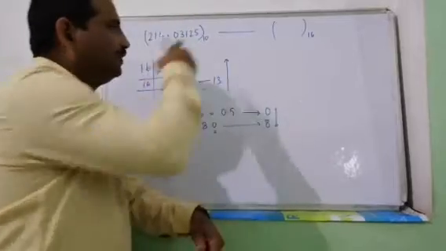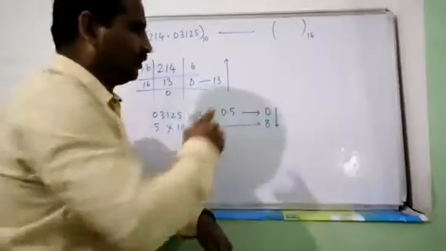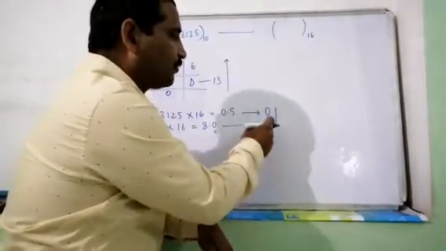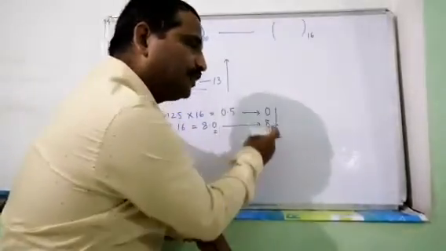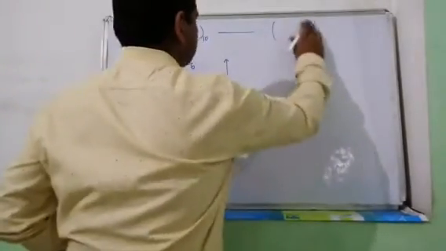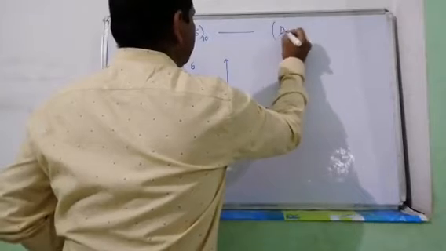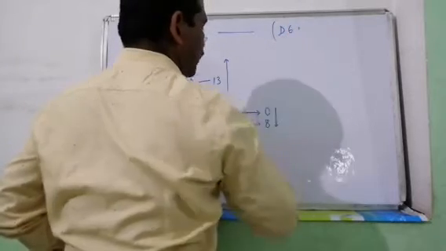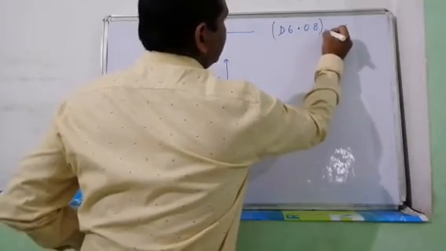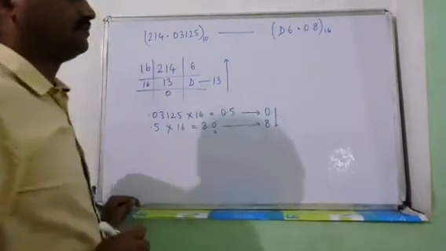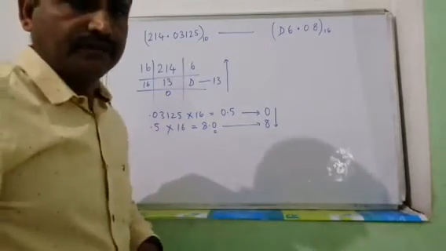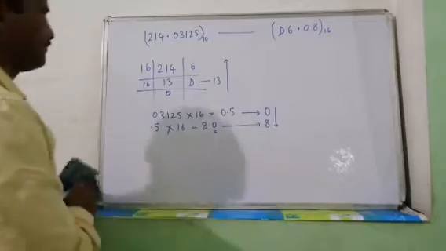This will be from LSB to MSB, and this will be from MSB to LSB. So this will be B6.08 in hexadecimal. So this is the simple process we are using. One more example we will use.